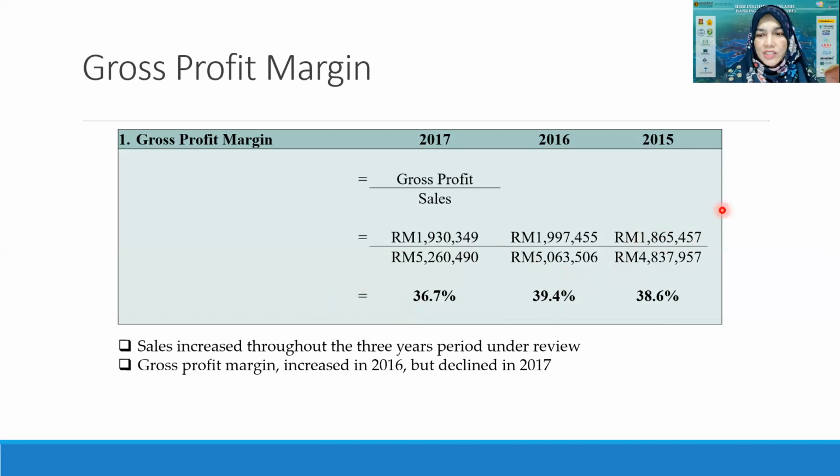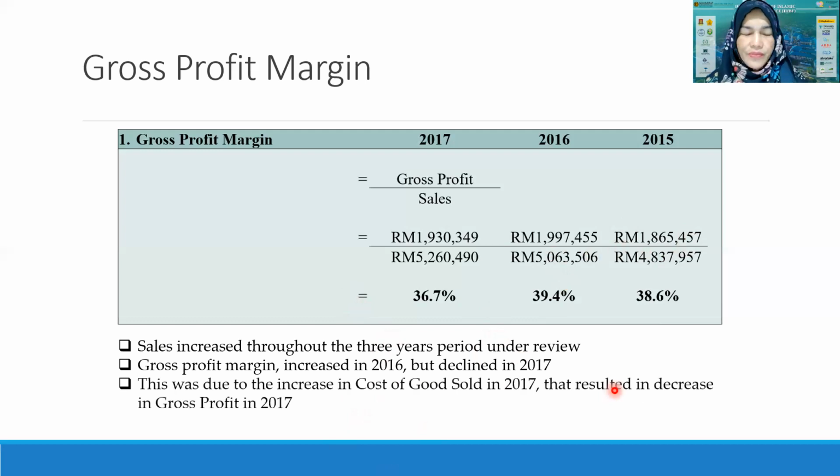However, the gross profit, which is the numerator for the gross profit margin, grew from 1.8 up to 1.99, and then later went down to 1.93. It is mentioned here that gross profit margin increased, however declined in 2017. This is due to the increase in cost of goods sold in 2017 that resulted in a decrease in the profit margin of 2017. So in 2017, the cost of goods sold is higher compared to the rest of the years. That's why the profit margin shrank from the year 2016, and also from the year 2015.